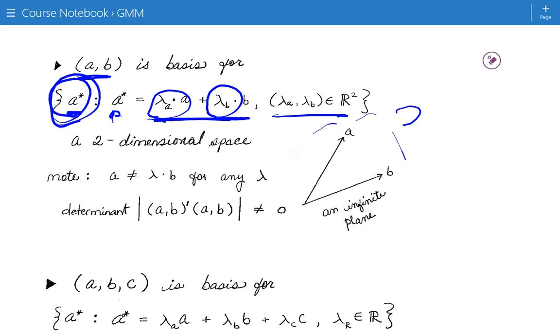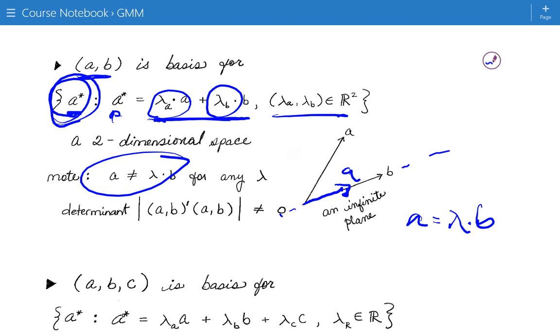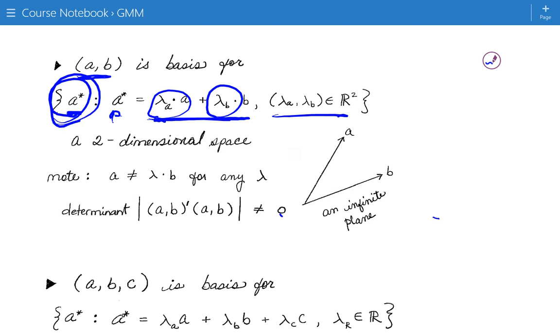Now, there's something to note here, and that is this is only the case if A and B do not land on top of each other, right? If this were A instead, well, now this A and B would not at all describe a two-dimensional space. It would, in fact, describe just a one-dimensional space, because A would equal some constant of B. So when that is not the case, these two, A and B, are the basis for a two-dimensional space.